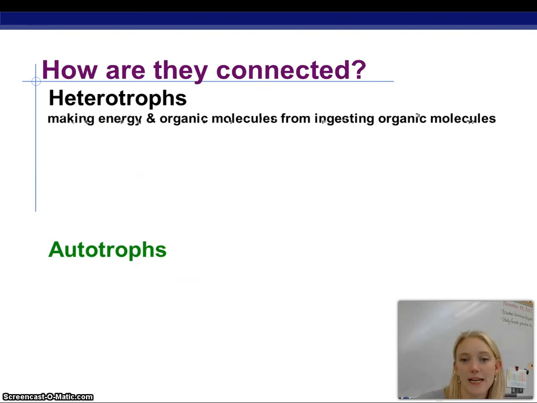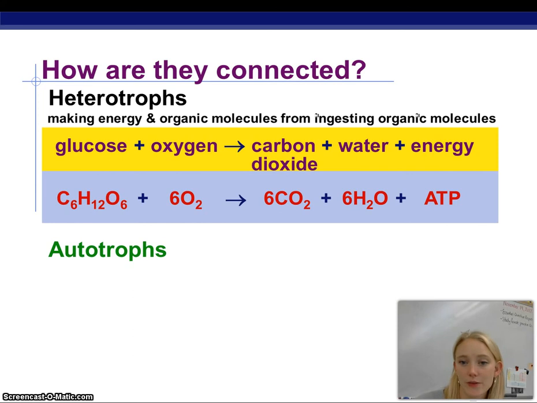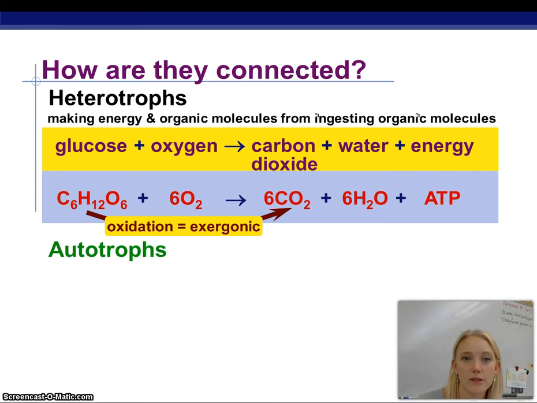So how are they connected? We haven't spent a lot of time on respiration yet, but this is a general equation for it, where heterotrophs consume glucose. When we eat, our diet has glucose in it, and we use that to produce energy for ourselves, water, and we release carbon dioxide. This is an exergonic process, so when we break down glucose, we're essentially making energy.